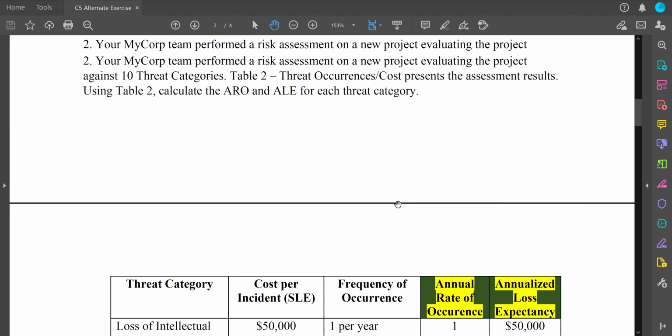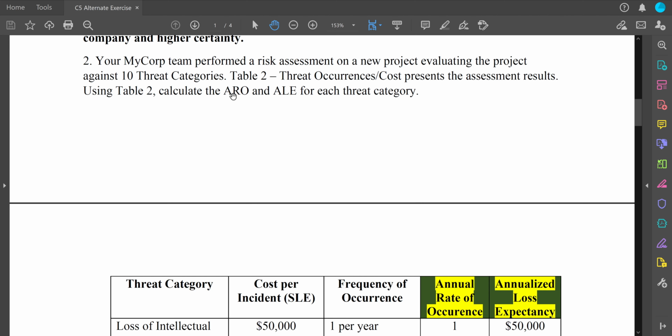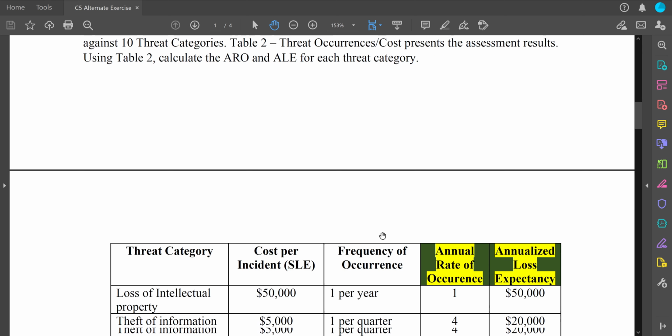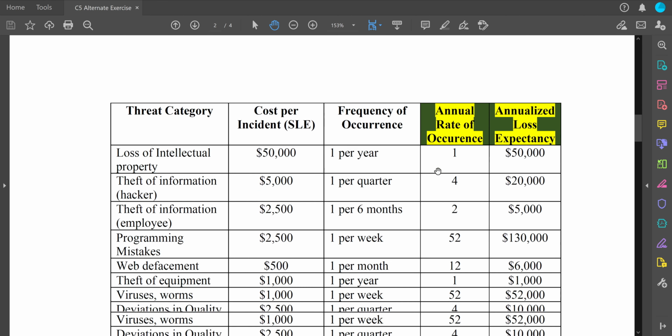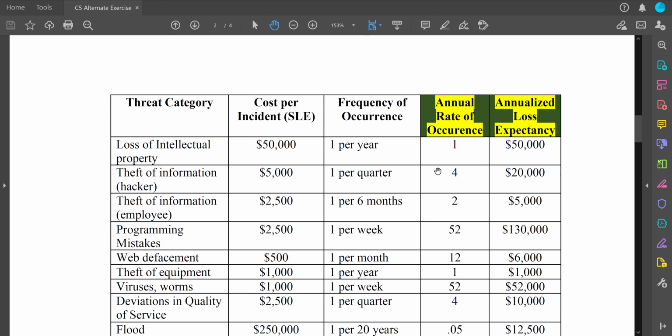First things first, they want you to calculate the ARO. The ARO is short for annual rate of occurrence, which is just a sophisticated way of saying how many times this thing happens annually. Annually means yearly. So how many times does this thing happen within a year?